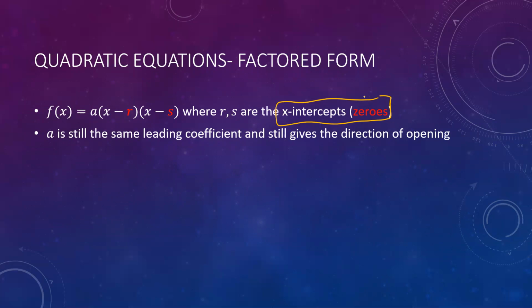So the a is, again, going to be the leading coefficient, and it's still going to tell you this exact same thing. It's still going to tell you whether it opens up or down. The good thing about it is the a that you found in the previous example is still going to be the same a value that we look at, right? And again, it opens up if a is positive, it opens down if a is negative.